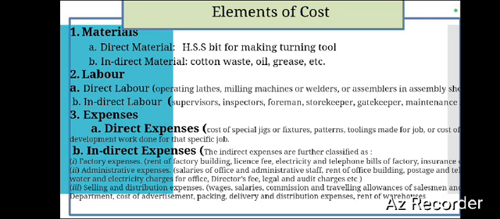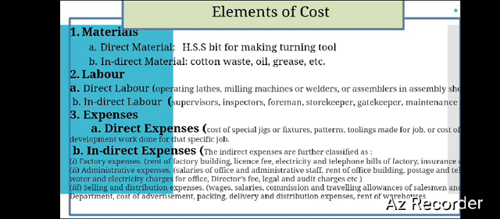Okay, what is indirect labor cost? Indirect laborers are the non-productive staff who help the productive labor in performing their duties. Examples of indirect laborers are supervisors, inspectors, foremen, storekeepers, gatekeepers, etc. Then we are moving to expenses. What are expenses? All the expenditures other than the direct material cost and direct labor cost are known as expenses. This may be split into two types: direct and indirect.